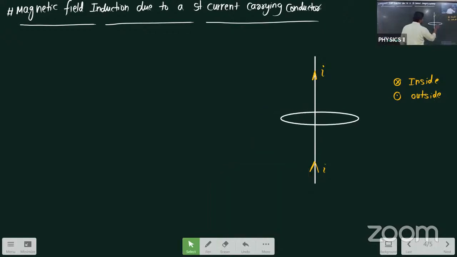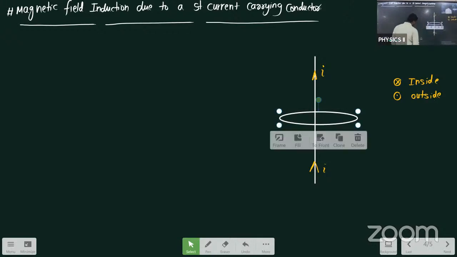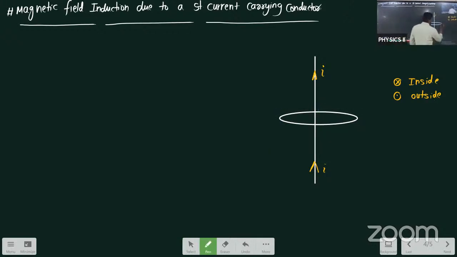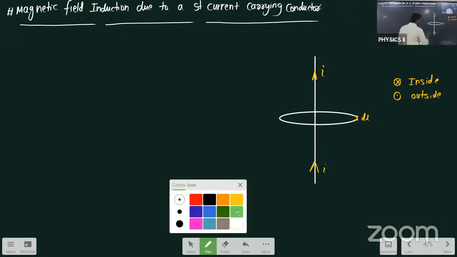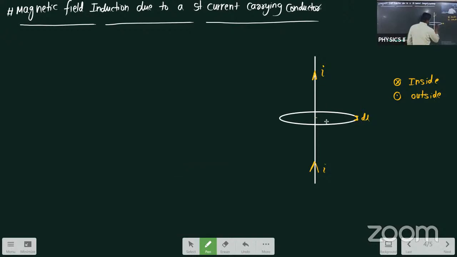Now, we are supposed to determine the magnetic field induction due to this straight current carrying conductor at this particular point. I am considering the length element dl at this particular point. And what is the distance from the wire to that particular length element? I am considering the distance to be r. And I have considered a small length element dl.